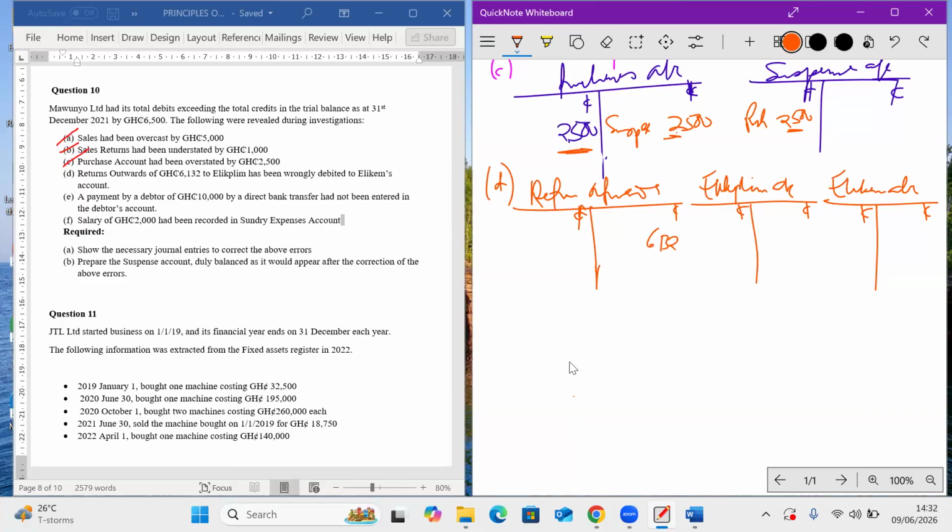We are recording it as it is. 6132. Which account should it have gone to? Eliclim. The 6132 should go to Eliclim's account. But did it get to Eliclim's account? No. Where did it get to? Elichem's account.